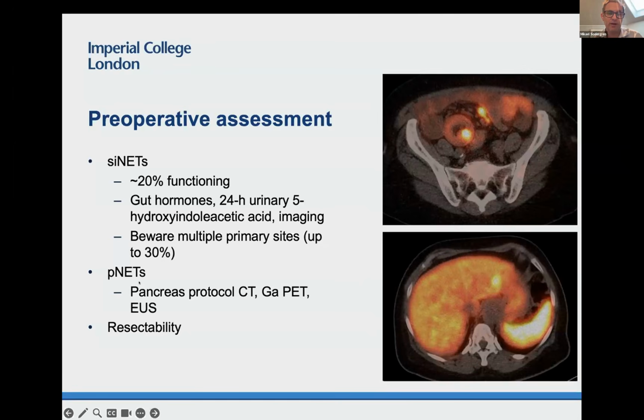For resectability of pancreatic neuroendocrine tumors, the endoscopic ultrasound is, as I mentioned, what guides us in terms of the relationship to the superior mesenteric and portal veins and the superior mesenteric artery as they pass posterior to the body of the pancreas in the root of the mesentery.